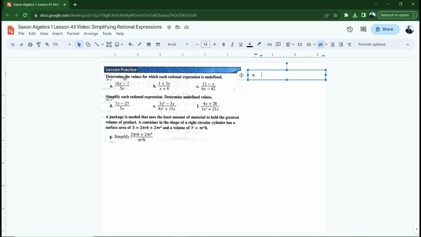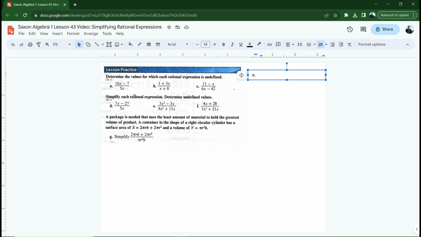Now, you may look at something like this, 16x minus 7 over 5x, and you may think, hey, can't I cancel out that x that's on the top and on the bottom? Well, here's the thing you have to ask yourself: if x is a common factor of everything on top, so we can factor it out. Can I factor an x out of 7? I cannot because there is no x in that term. And therefore, I can't cancel the x on the top and the bottom. It's not in everything on the top.